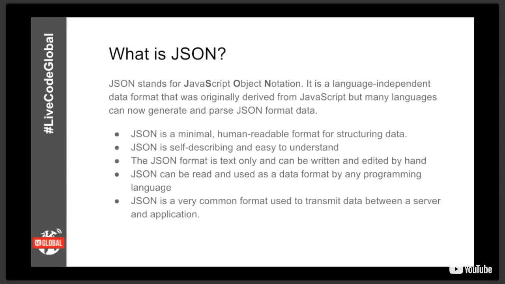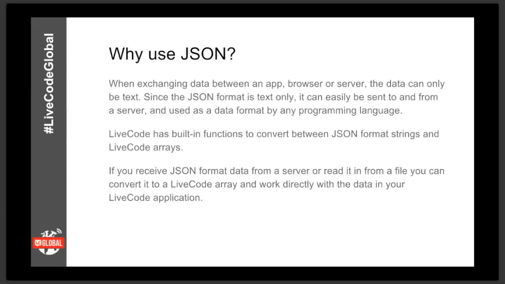So in this final beginners session, we will be looking at using JSON with LiveCode apps. JSON stands for JavaScript Object Notation. It's a language-independent data format that was originally derived from JavaScript, but most languages can now generate and parse JSON format data, including LiveCode. It's a minimal human-readable format for structured data. It's self-describing and easy to understand. It's text-only and it can be written and edited by hand. It can be used as a data format by any programming language, and is a very common format used to transmit data between a server and an application.